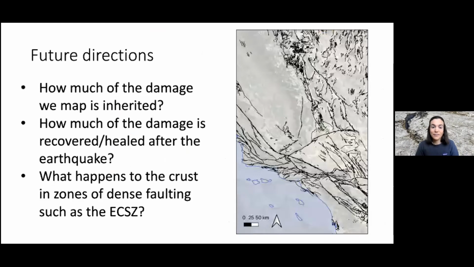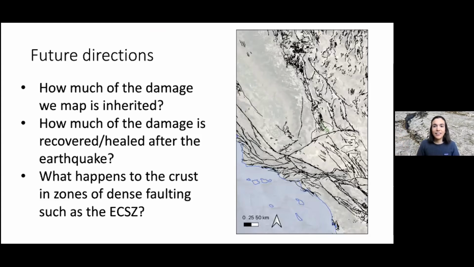Okay, and now I've been entertaining you for 26 minutes, and I want to instead start asking you questions. I want you to help me answer these questions that I think this work raises. So first question is, how much of the damage we map is inherited? How much of that 40% shear modulus decrease is just reactivating cracks that were already there, contributed from prior earthquakes? Similarly, how much of the damage is recovered or healed after the earthquake? How much of these 40% is going to be 10% a few days after?